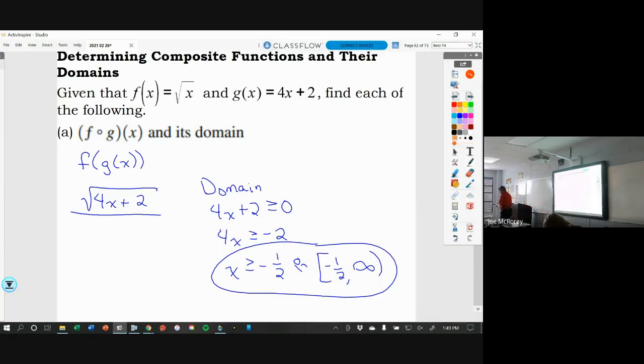Questions on this? Domain tends to trip people up. Wait, so how'd you know that it started at -1/2? Because I made the statement that 4x plus 2, which is inside a radical, cannot be negative. 4x plus 2 has to be greater than or equal to 0. And then I solved for x.